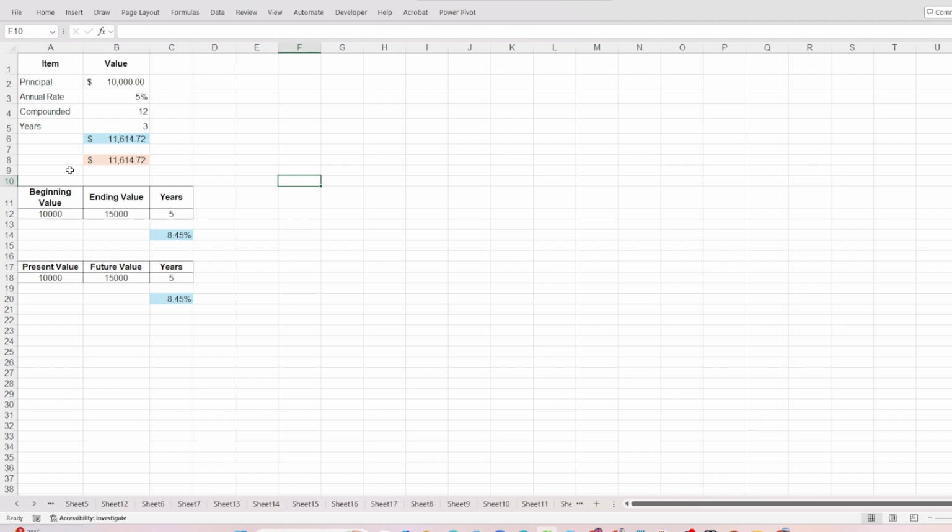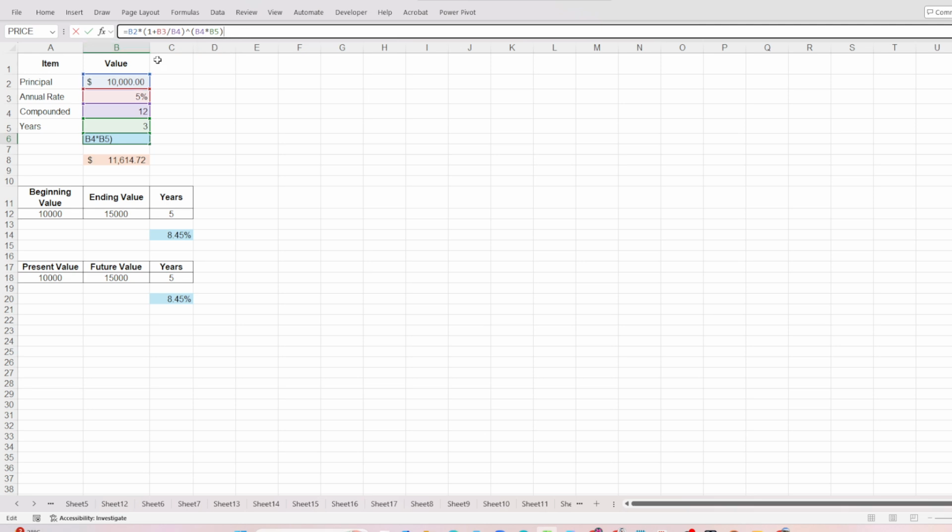Imagine you have a principal amount of $10,000, an annual interest rate of 5%, monthly compounding, and a time period of 3 years. In Excel, you can enter those values into cells for principal, annual rate, compounding periods, and years. Then use this formula: =B2*(1+B3/B4)^(B4*B5).